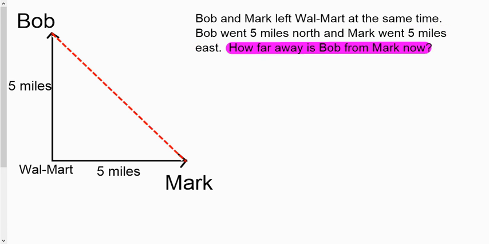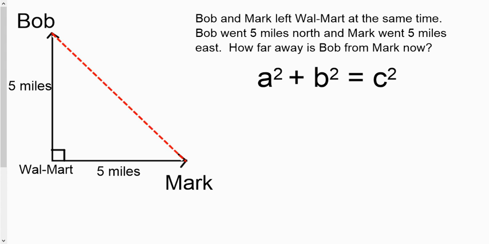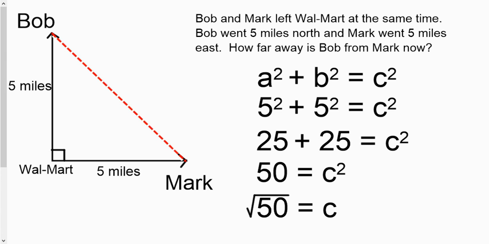The question just wants to know how far away is Bob from Mark now. And that dashed line is a straight line between Bob and Mark. And look at what you've done on your paper there. You've made a right triangle because north and east hits at 90 degrees. So we can use Pythagorean theorem, plug in our information, the two legs, 5 and 5, and be able to solve. And Mark is 7.1 miles away from Bob now.